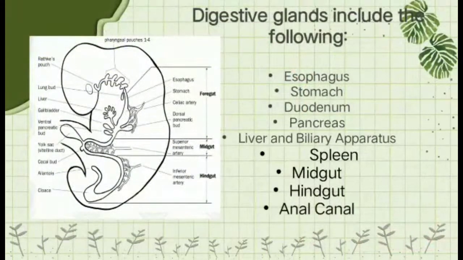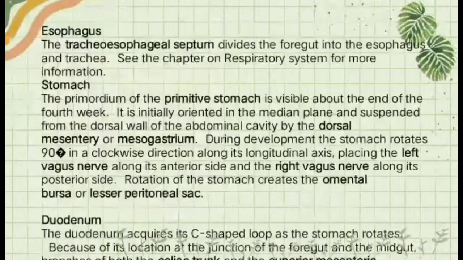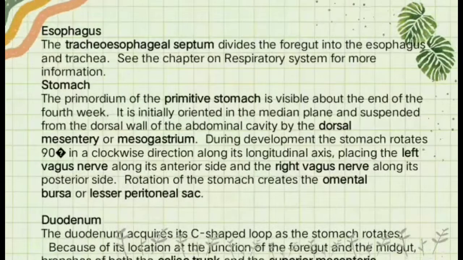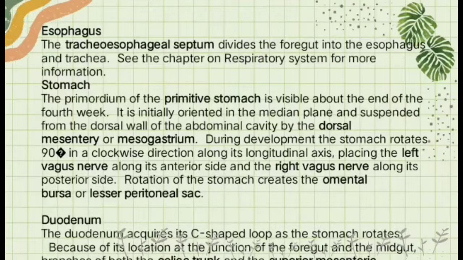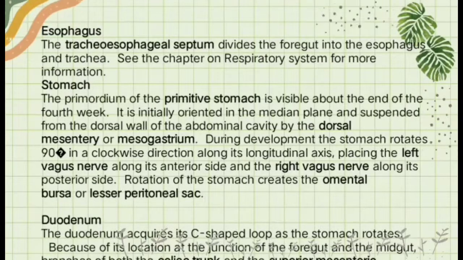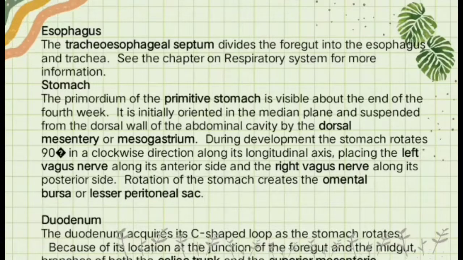Digestive organs and glands include the following: esophagus, stomach, duodenum, pancreas, liver and biliary apparatus, spleen, midgut, hindgut, anal canal. Esophagus: the tracheoesophageal septum divides the foregut into the esophagus and trachea.